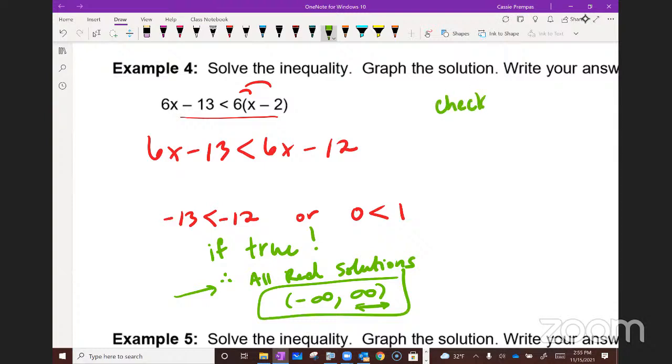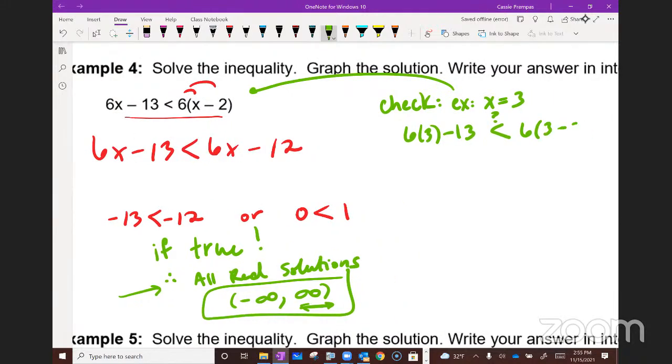Here's how you could check it. You can check any real number on the number line. So Haley, give me a number. 3. So I'm going to call it an example. X equals 3. If I plug it in here, I'm going to ask, is 6 times 3 minus 13 less than 6 times 3 minus 2?